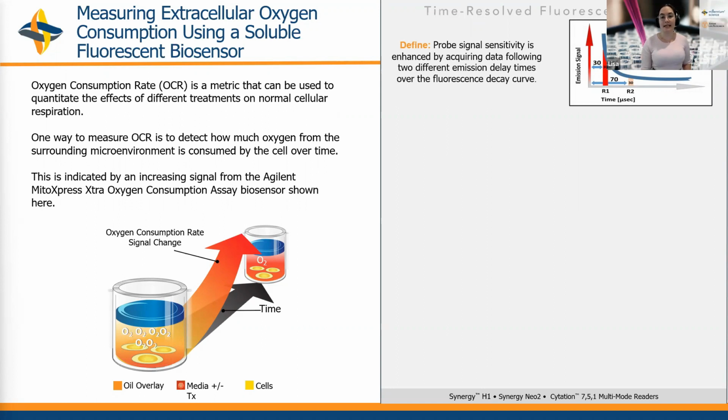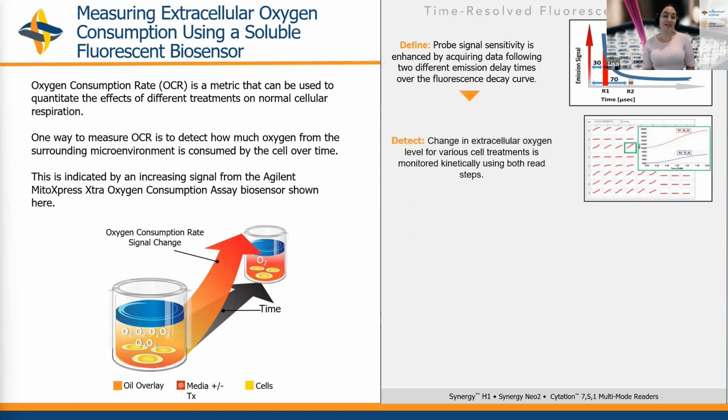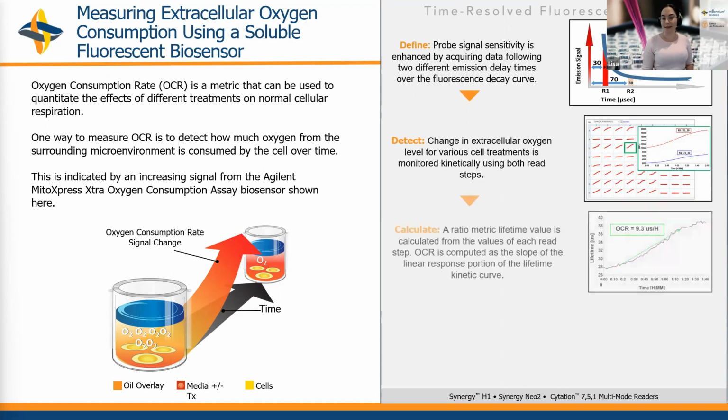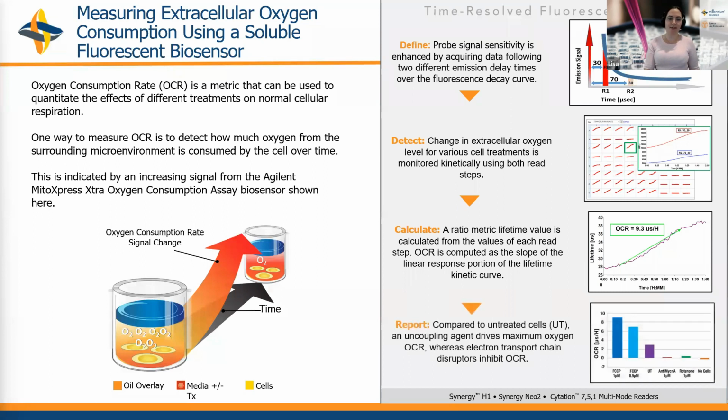So using the Biotek instrumentation range as well as the Gen5 software, you can define your data, your emission delay curves as well through there. Next, you detect your extracellular oxygen consumption kinetically for both of your read steps. From that data there, Gen5 then calculates the metric in the software, which is the lifetime value for each of these. And using this data, the OCR is computed as the slope of the linear response, all of which is done through Gen5. And you can then report with your finalized data.